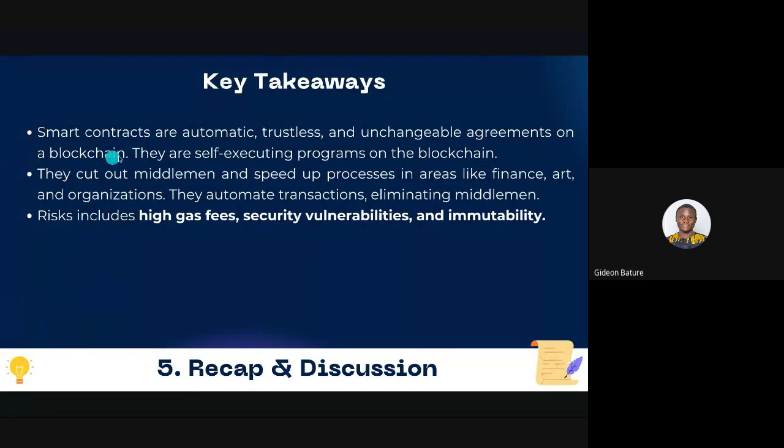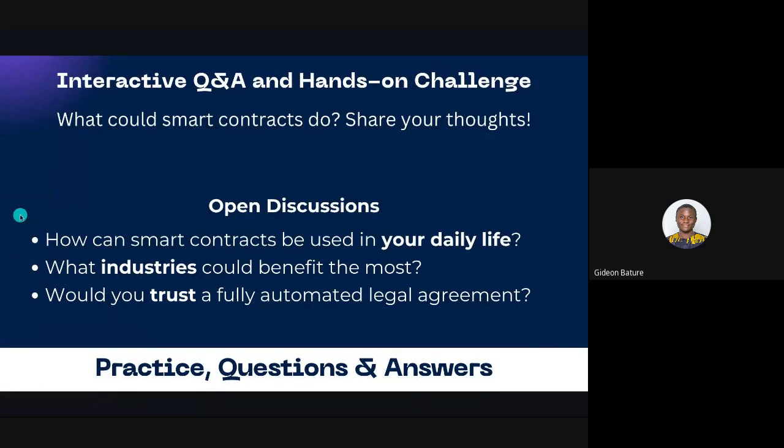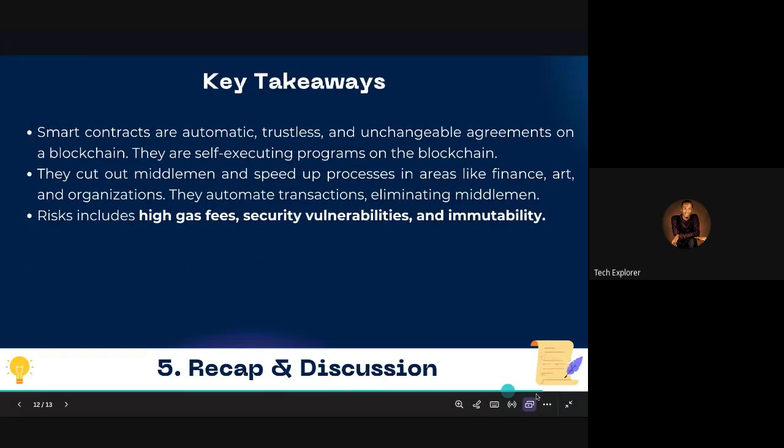So, key takeaways. These are the major things we discussed. One, smart contracts are automatic, trustless, and unchangeable agreements on a blockchain. They are self-executing programs on the blockchain. Two, they cut out middlemen and speed up processes in areas like finance, art, and organizations. They automate transactions, eliminating middlemen. We talked about these two. Risks include high gas fees, security vulnerabilities, and immutability. So at this point, are there any questions before we start our discussion?